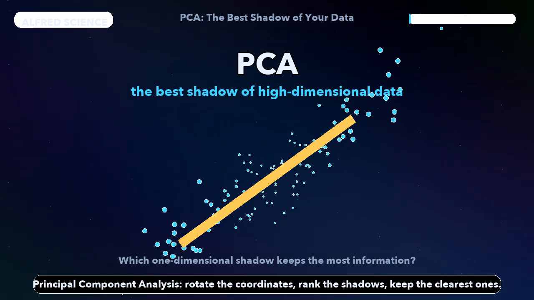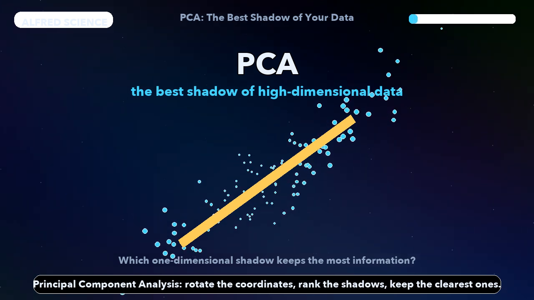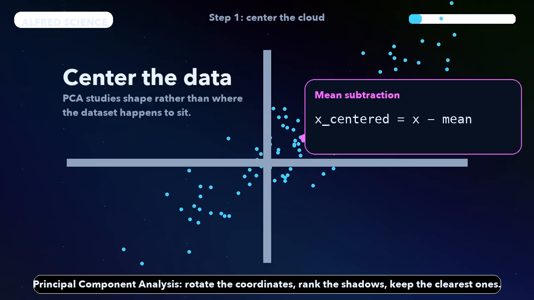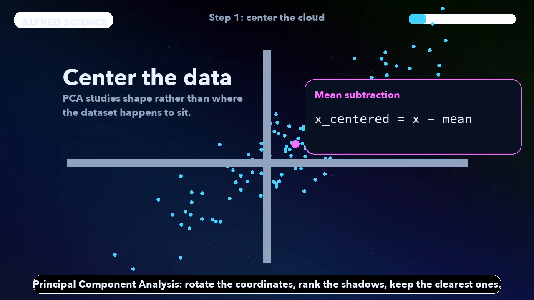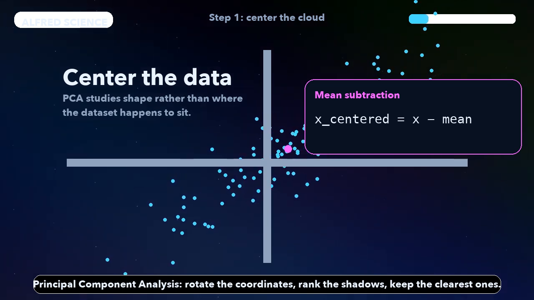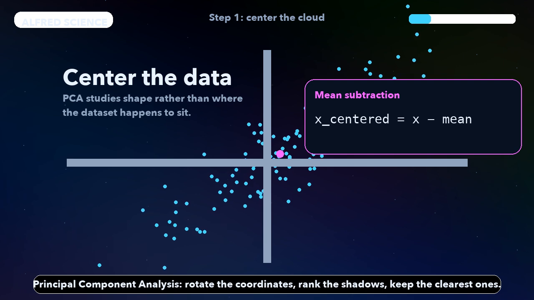Imagine your data is a glowing cloud in space. PCA asks a surprisingly visual question: if you could shine a light on that cloud, which shadow would keep the most information? First, PCA recenters the data by subtracting the average point. That moves the cloud to the origin, so we study its shape, not its location.